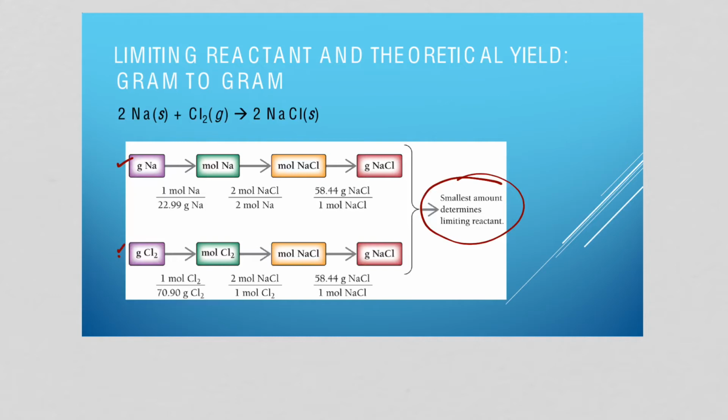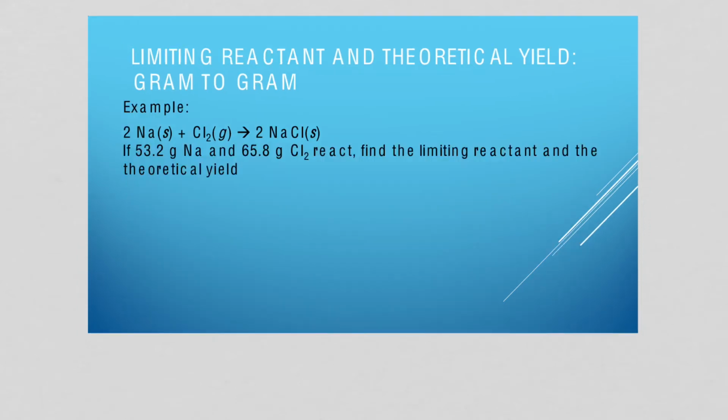Okay, so enough talking about how we would approach it. Let's do some actual calculation here. We're going to stick with that same reaction, but in this one, we're going to have the numbers. If 53.2 grams of sodium were reacted with 65.8 grams of Cl2, we want to find the limiting reactant and the theoretical yield. It should say, of course, of sodium chloride. It's kind of assumed here because there's only one product. If there are multiple products, they have to tell you which product they're interested in.